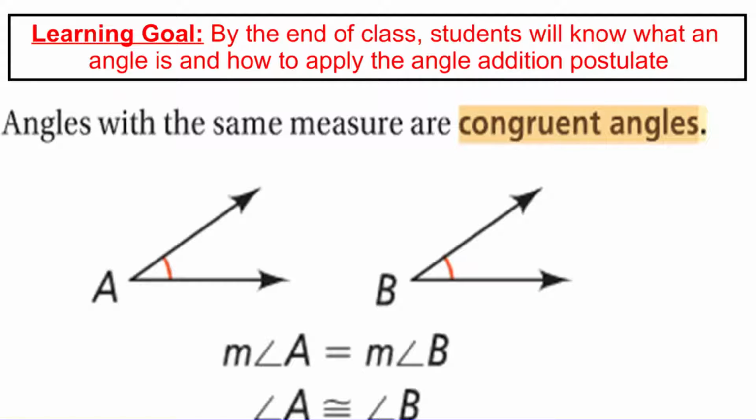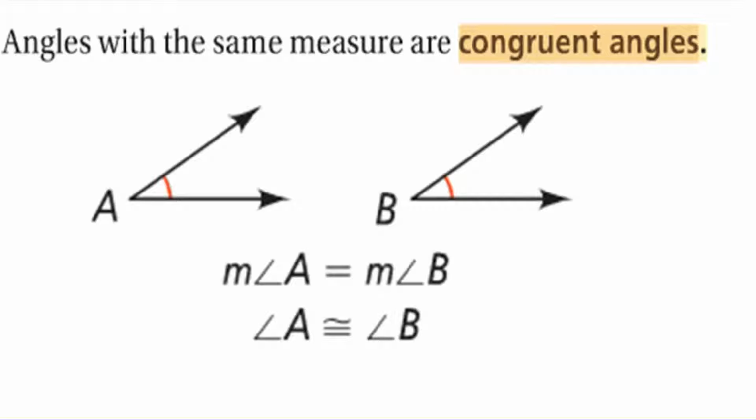Okay, so let's talk about a couple more definitions, so we can get to the angle addition postulate. So just like congruent line segments are lines that have the same length, we're going to say congruent angles are angles that have the same measure. They are the same number of degrees. Okay, so I'm not going to spend a lot of time on this.